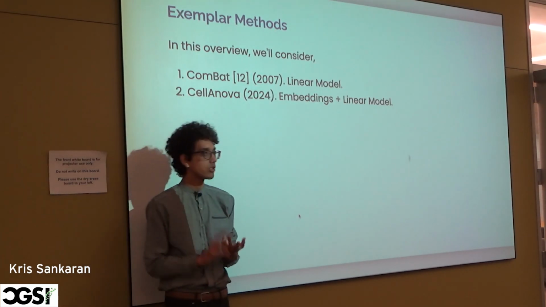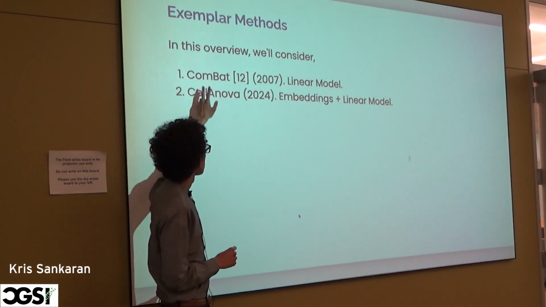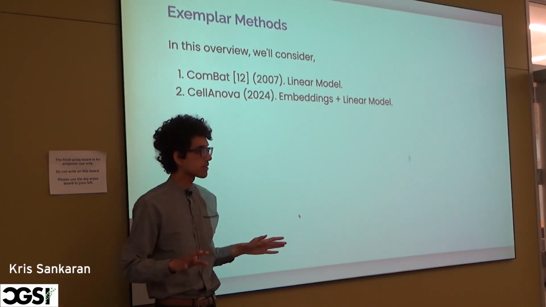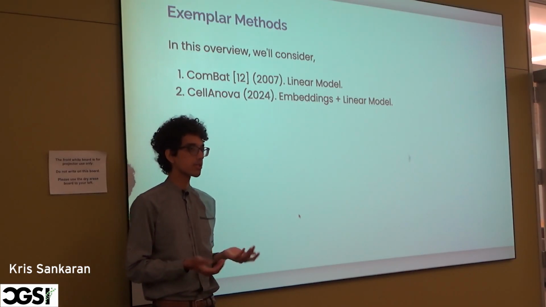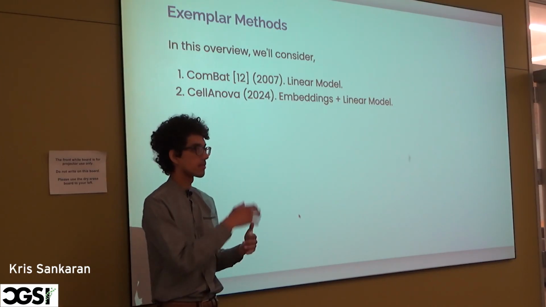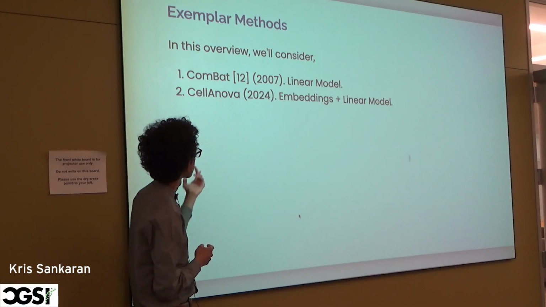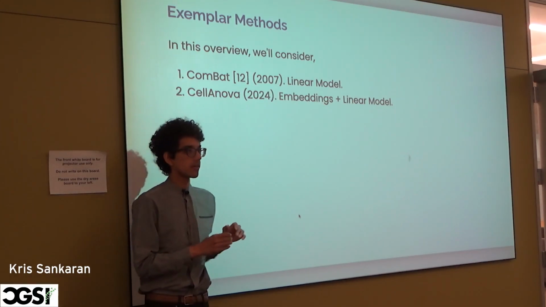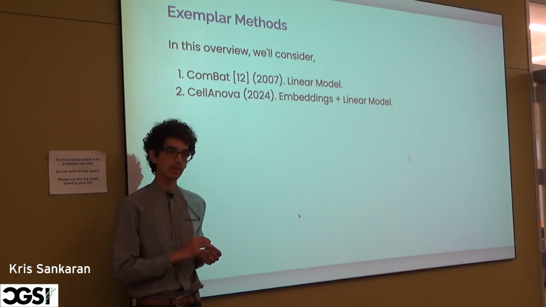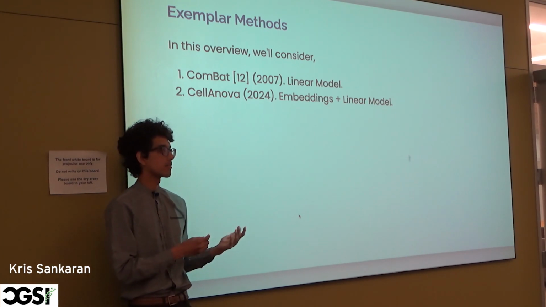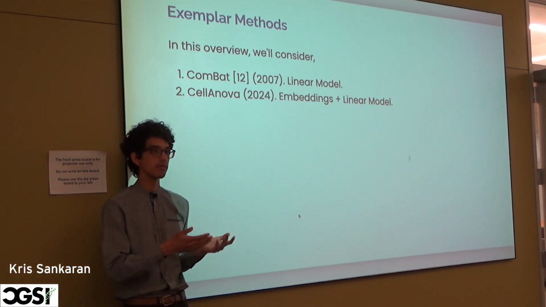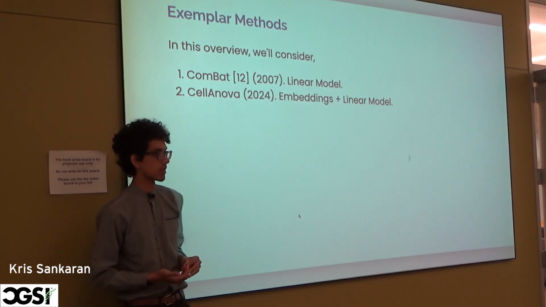I'm going to talk about two methods. ComBat, this is a very classical method, but it's very influential. It's also kind of the starting point for a lot of modern methods. And then I'll talk about CellANOVA. This is a more recent single-cell-specific batch effect correction method. I just wanted to highlight what kinds of adaptations people make when they propose a new batch effect correction method.